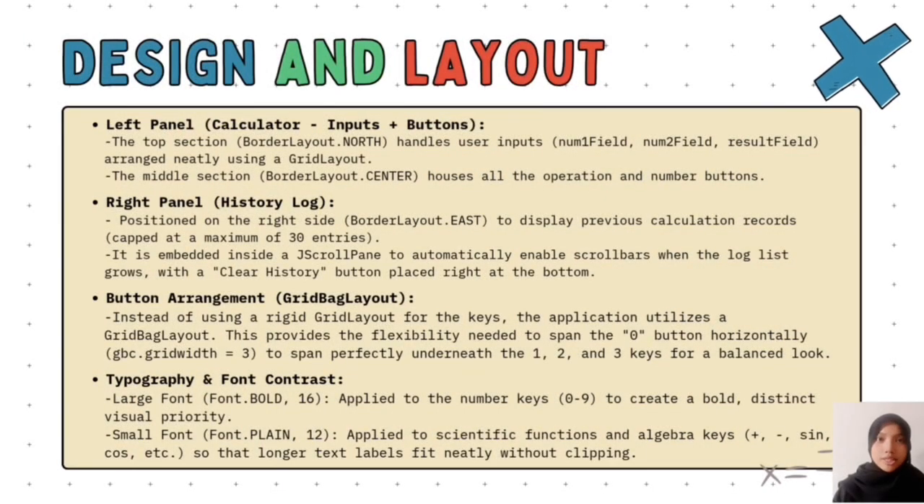This slide explains the design and layout of our calculator. The left panel contains the input fields and calculator buttons, while the right panel displays the history log with a maximum of 30 entries. We also use a grid layout to arrange the buttons more flexibly, especially for the larger zero button. Finally, different font sizes are used to make number buttons more visible and improve the overall user experience.